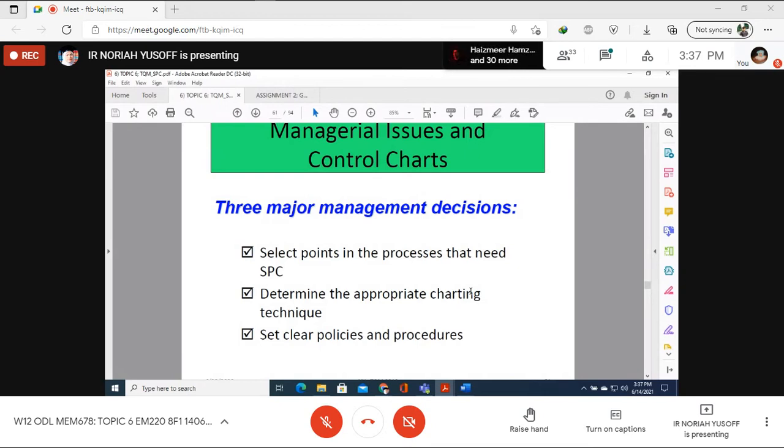So set clear policies and procedures. Maksud sini, you have to determine how many samples that you want to take, the sample size dia berapa, and then the frequency of inspection tu, ataupun the sample number tu. How do you plan that activities? Katalah you based on hourly basis. So that means sample number 1 at 8 AM you ambil berapa sample size dia. The policy and procedure must be clear. Okay, how are you going to do it?